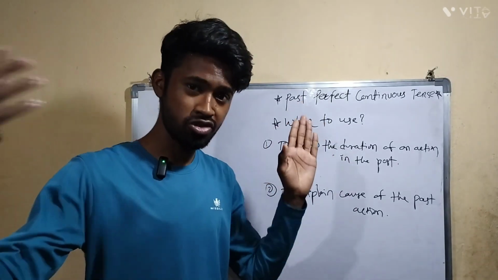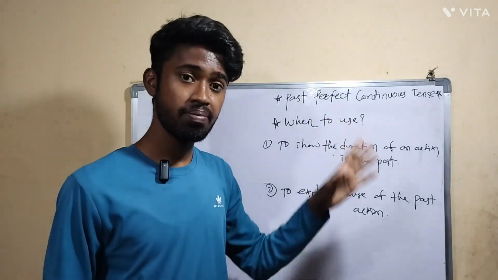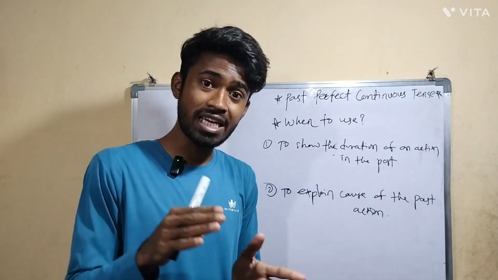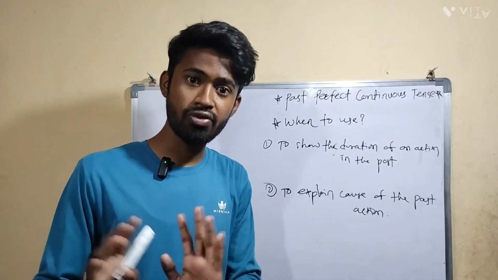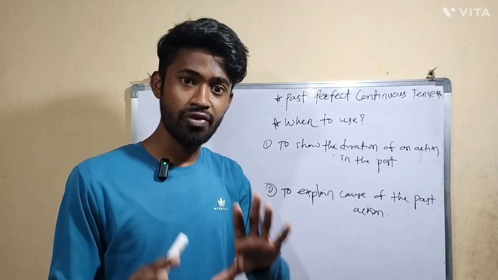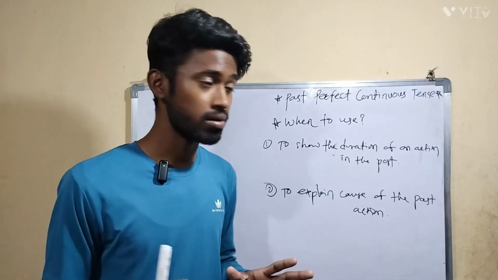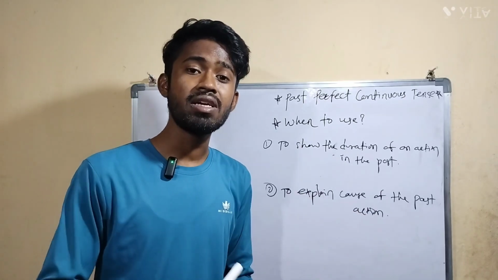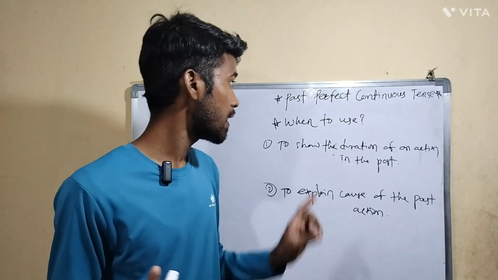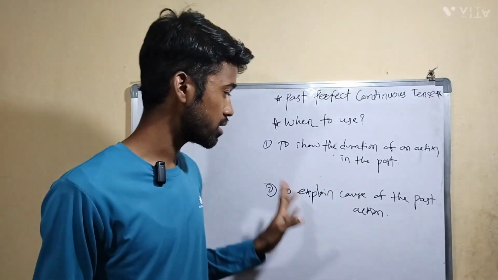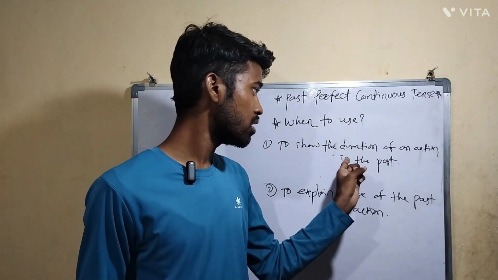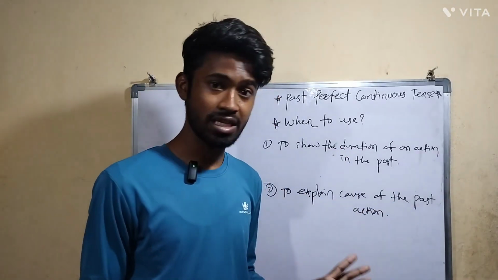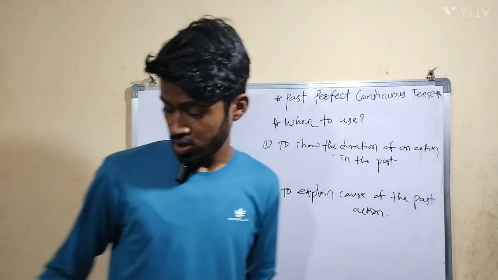Past means which is already completed. Perfect, past perfect means in the past only, it is fully completed. Continuous means it continued for a duration. If you understand it like this, it is very easy to remember. So past perfect continuous tense means it started in the past, it ended in the past, but it continued for a duration. That's it. So what are the two uses? First is to show the duration of an action in the past. Second is to explain the cause of the past action in the past only. So these are the uses.